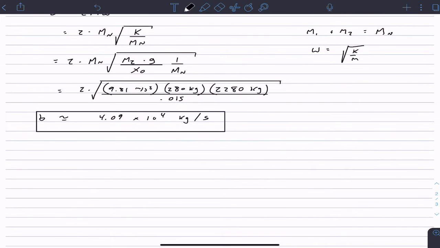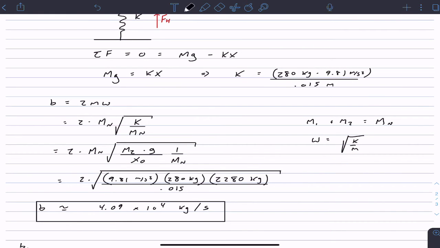Okay, next we're asked to find the period. Right, part B. This was part A. This is part B, and we're asked to find the period of an up and down oscillation of the car after hitting a bump in the road. The shock absorbers are worn. Okay, so that provides almost no damping.